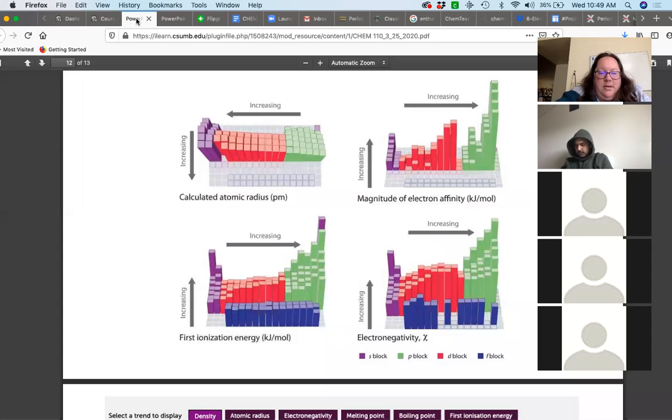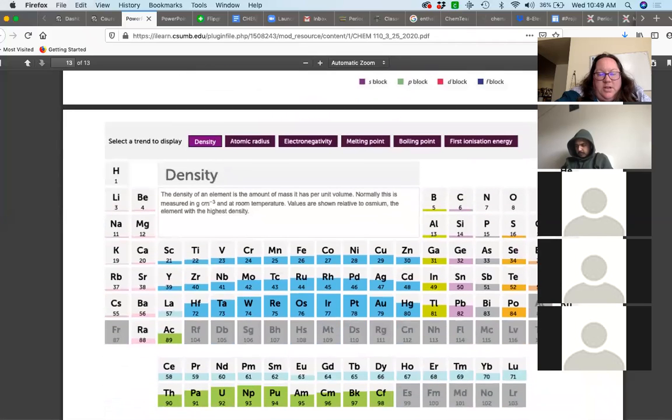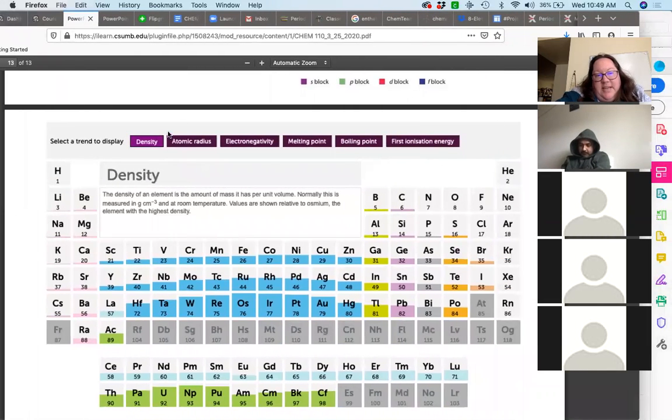All right, last one. So you can also explore trends to be able to display. If, say, for example, you wanted to look at a specific type of trend, there's a variety of tools that allow you to see this. So for example, this shows you the density of the atoms. Or if you wanted to look, say, for example, at melting point, you could select that.